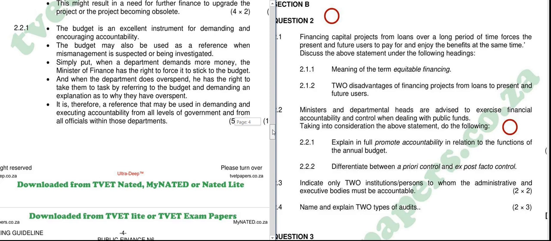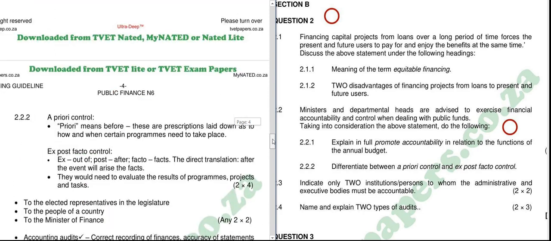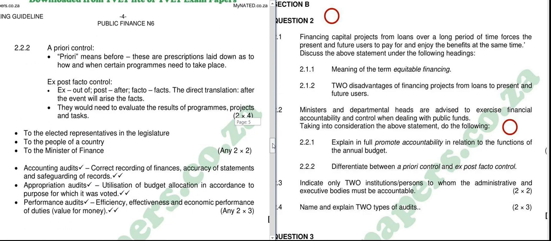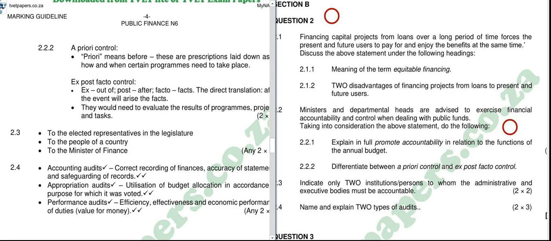So 2.2.2, differentiate between a priori control and ex post facto control. And of course we have that also articulated. Then on number 3, indicate only 2 institutions or persons to whom the administrative and executive bodies must be accountable. Of course we do have that as 2.3 on this part: to the elected representatives in the legislature, to the people of a country, to the Minister of Finance.